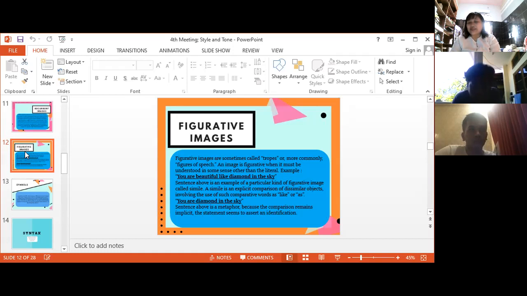You are a diamond in the sky. The sentence above is a metaphor because the comparison remains implicit. The statement seems to assert an identification. These examples: you are beautiful like a diamond in the sky is categorized as simile. Meanwhile, you are a diamond in the sky is called metaphor.